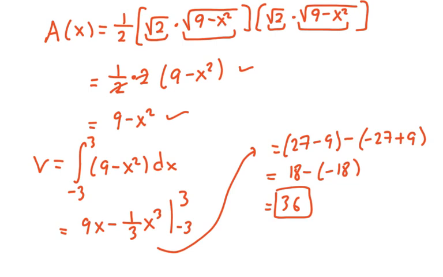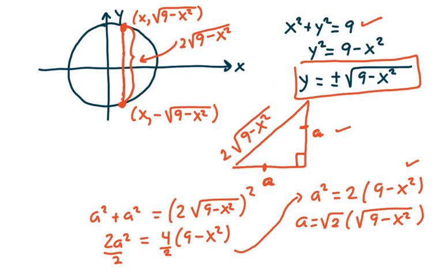So this is 9x minus 1/3 x cubed evaluated from negative 3 to 3. Pop the 3 in, we get 27 minus 9. Pop the negative 3 in, we get negative 27 plus 9. And I have to subtract those quantities right here. So this is 18 minus a negative 18. And the correct answer here is 36.